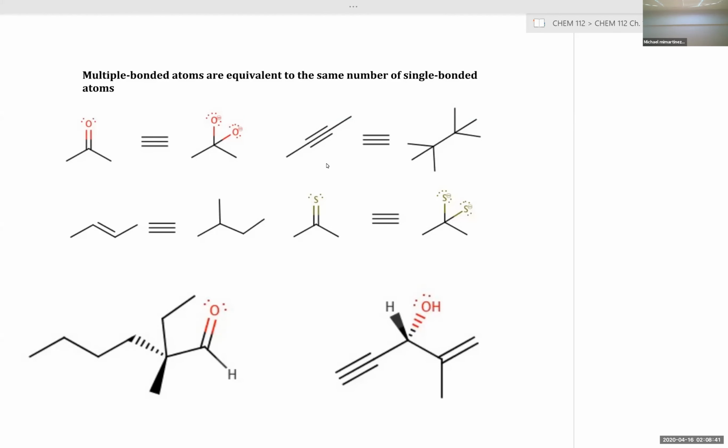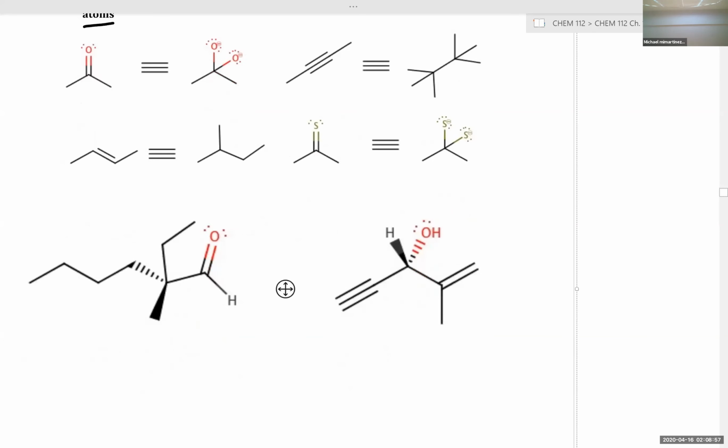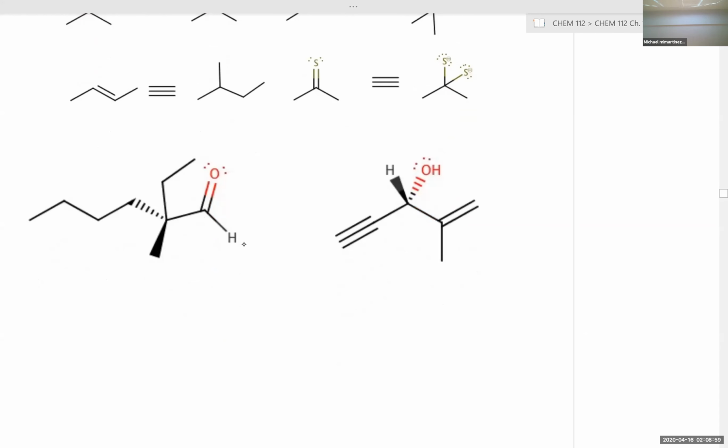Okay, so let's resume with our discussion of assigning configuration. Multiple bonded atoms are equivalent to the same number of single bonded atoms. Whenever I see a structure, I always like to redraw my multi-bonded atoms as single bonded atoms. So this double bond is equivalent to 2 single bonds to an oxygen from the perspective of the Cahn-Ingold-Prelog system.